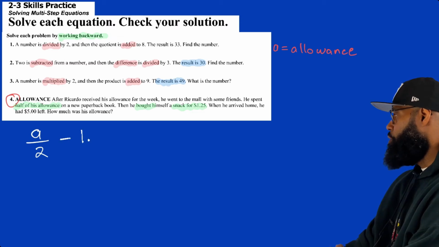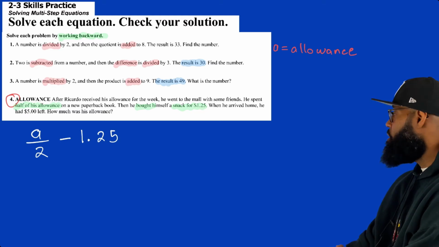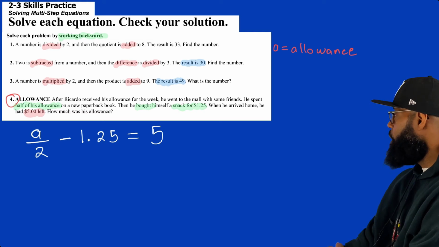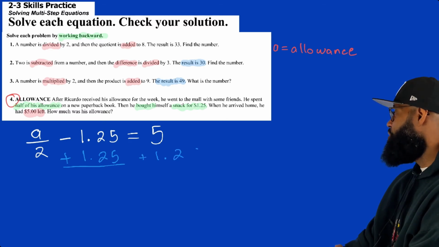Do it to the left and do it to the right. Keep that equation balanced, right? So the allowance that Ricardo got was $6.25 times 2, which will give me $12.50. Am I gonna write that anywhere? Guess I'm gonna make it a little neater. I guess I wanted to make it a little less writing. So A is equal to 12.50.